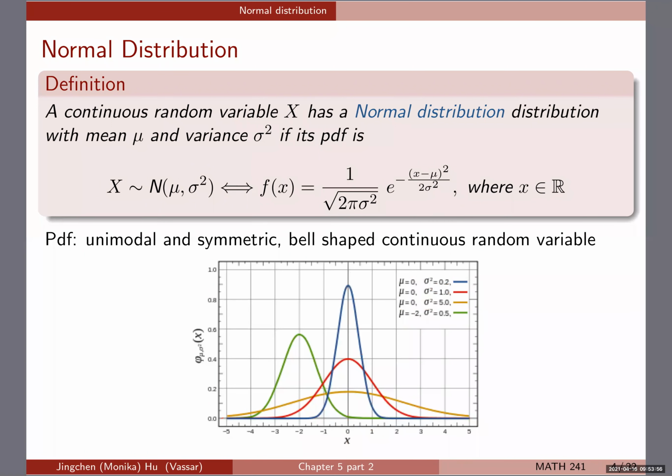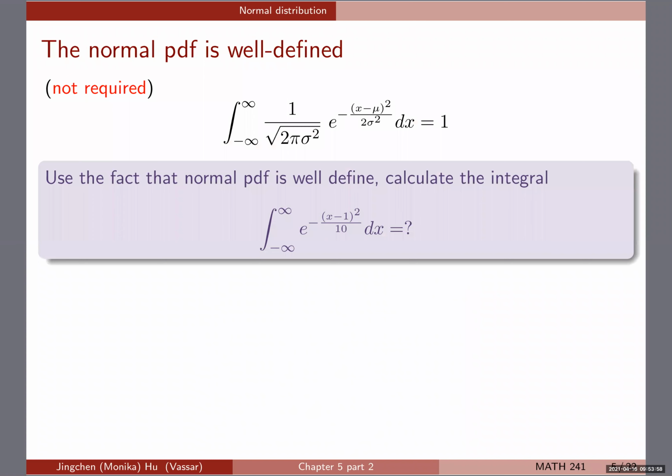All right, I was saying earlier that the area under the curve should integrate to 1. That's because the normal PDF is well defined, meaning that if we integrate the PDF of the normal density over the entire real line, it should integrate to 1.